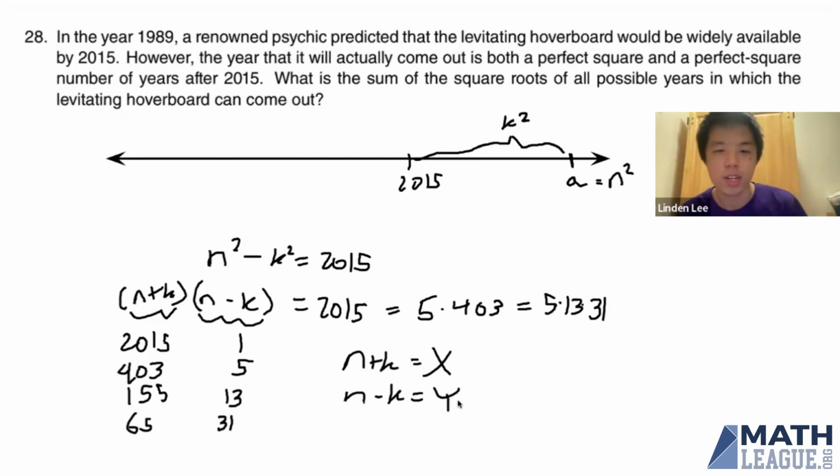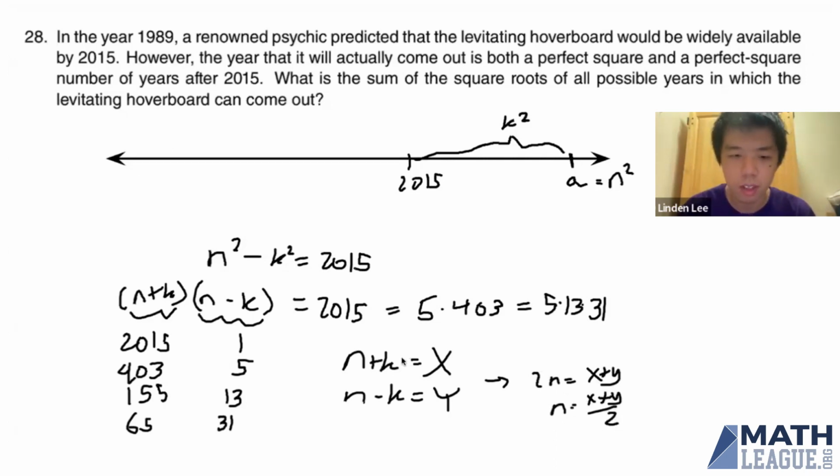To figure out what n is, we need to solve this system of equations, and we can do that by elimination. If we sum up the left-hand sides and the right-hand sides of these two equations, we get n plus k plus n minus k. The k's cancel out. You're left with 2n is equal to x plus y. So n is equal to x plus y divided by 2. In the case of each of these factor pairs, x and y can be 2015 and 1, 403 and 5, etc. So to figure out what n is, you take the average of each of these pairs, which for the first one, 2015 and 1, the average is 1008.